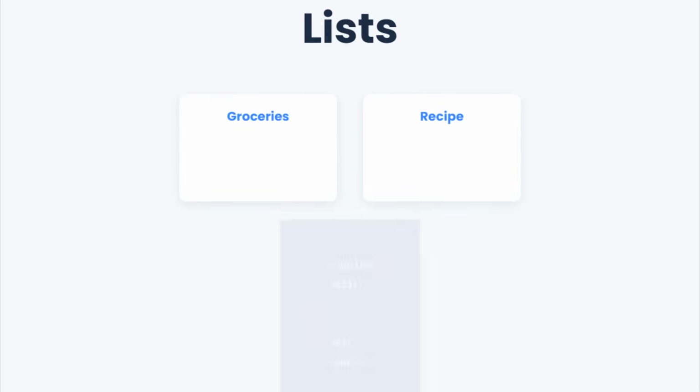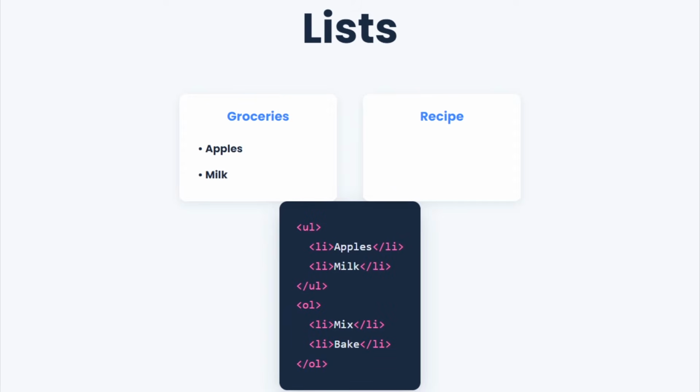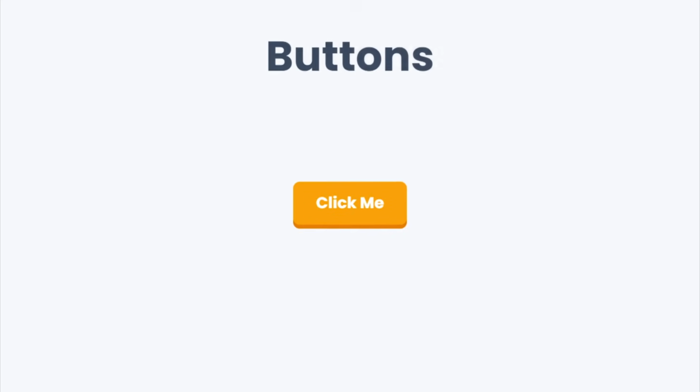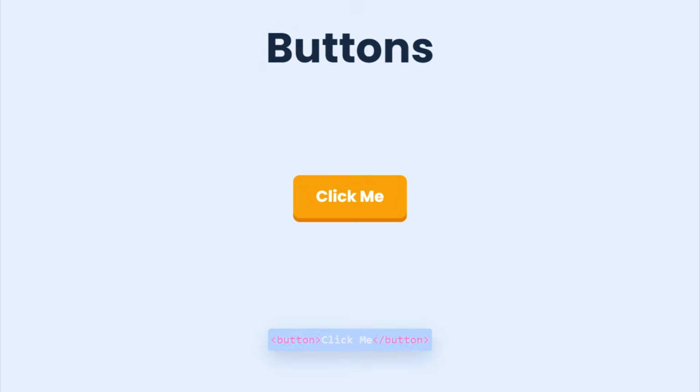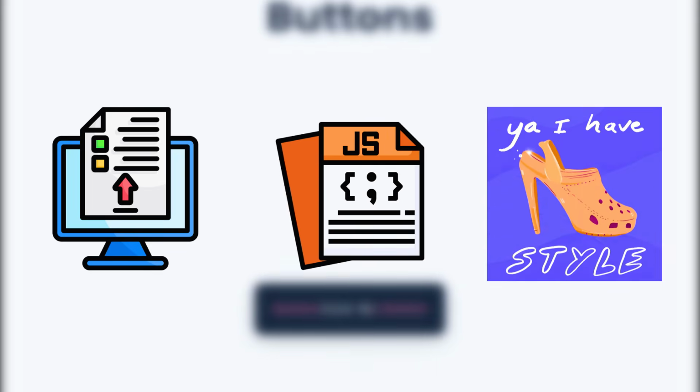Lists are simple in HTML. An unordered list is like a grocery list with bullet points. An ordered list is like a recipe with numbered steps. Each item is wrapped in an li tag. Buttons are like light switches. Click one and something happens. Sometimes that's submitting a form, sometimes it's triggering JavaScript, and sometimes it's just for style.